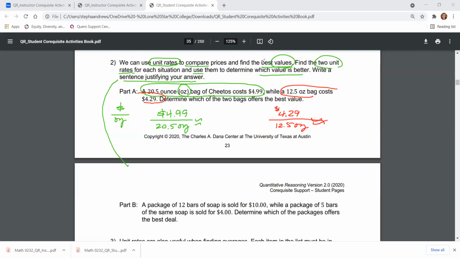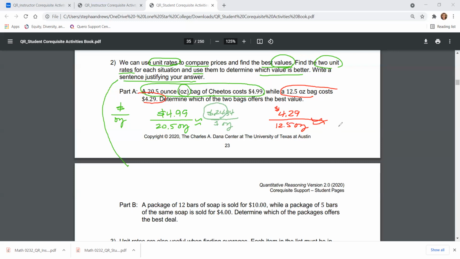So here we go. I'm going to grab my calculator. I'm going to make sure I'm dividing top to bottom. I grabbed my phone, trying to turn that on. No, here we go. $4.99 divided by 20.5 ounces. And I'm getting about 0.2434 for every 1 ounce. So about 24 cents for this first one.